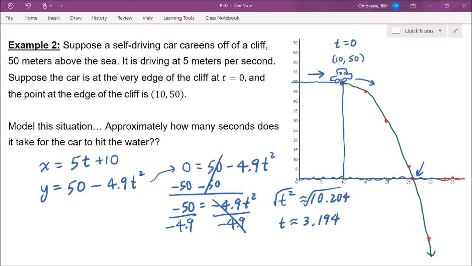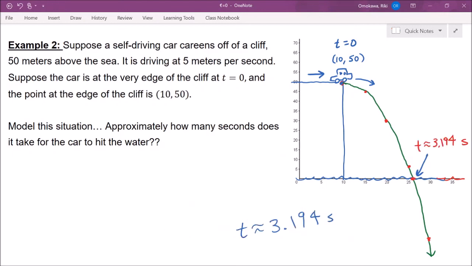So what's the units? Well, it's seconds, of course. And you know, this answer matches what we were saying about between 3 and 4 seconds, right? So there you have it. That's the answer we were looking for. The car hits the water around t equals 3.194 seconds.